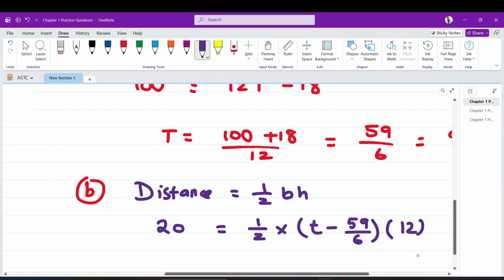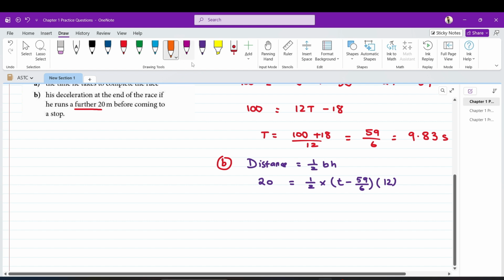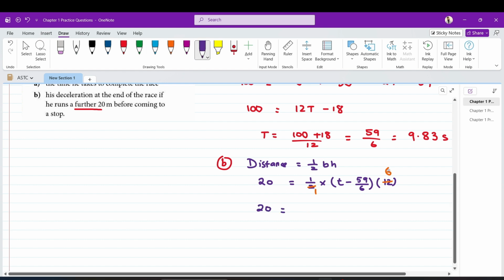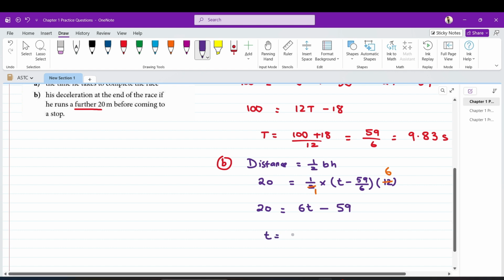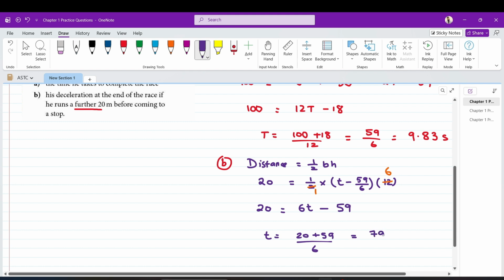Let me zoom this out a bit. Now this 2 cancels out, and this becomes 6. So we have 20 equals 6 multiplied with the bracket, so I'm going to get 6t minus, now this 6 cancels with this 6, so I'm left with minus 59. So now t is equal to 20 plus 59 over 6, which gives us 79 over 6 seconds. So that is my time.